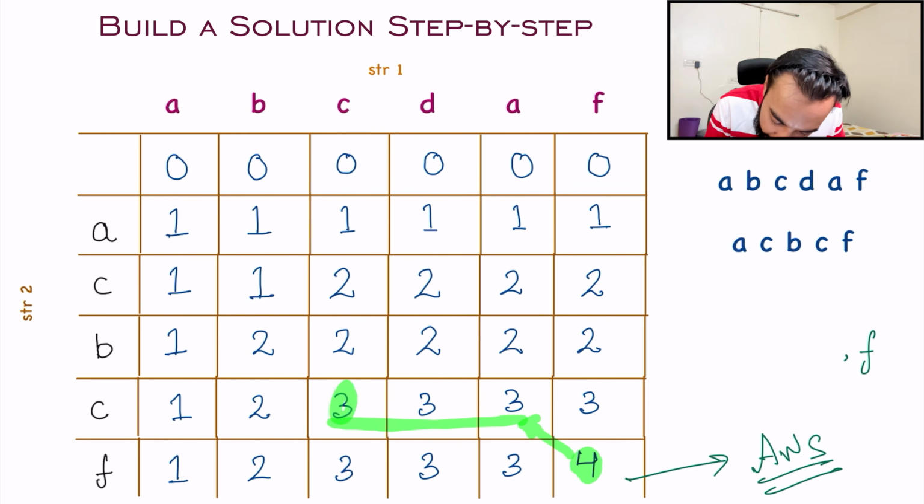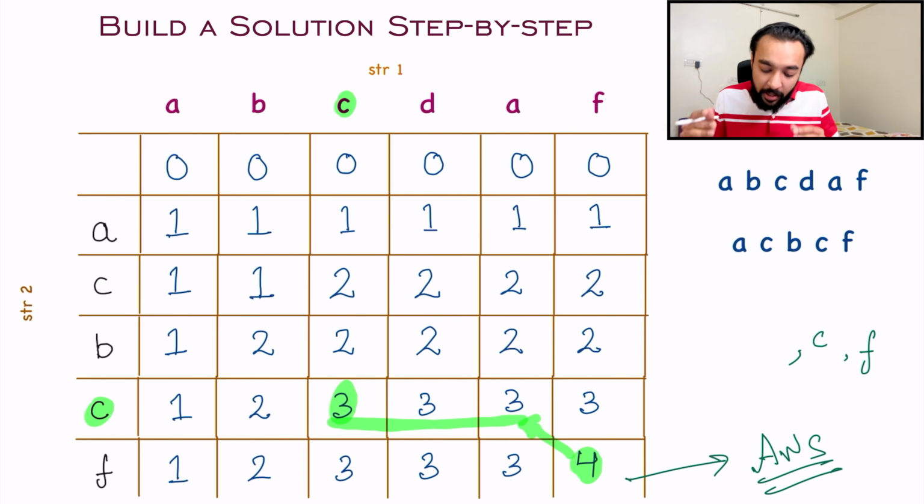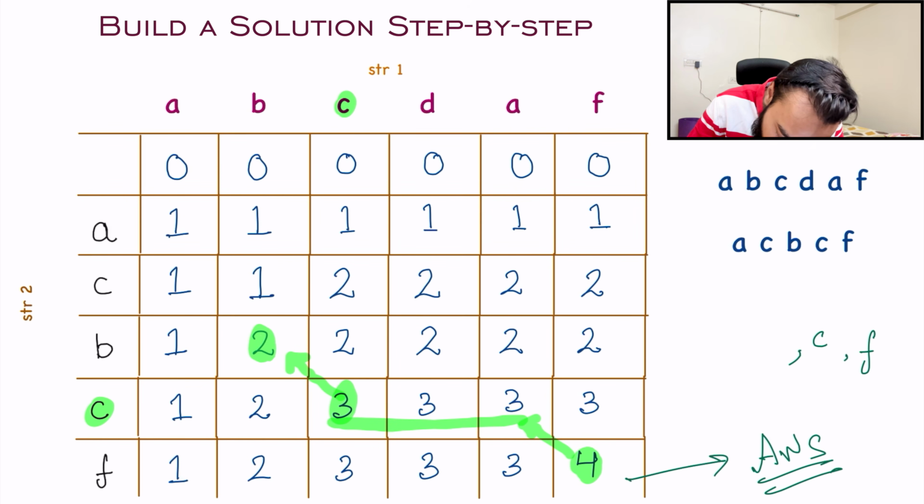This 3 came over here, right? And how did you get it? You got it from the letter C. So you write down C over here. Where did you get this 3 from? You went backwards, right? So you get a 2.